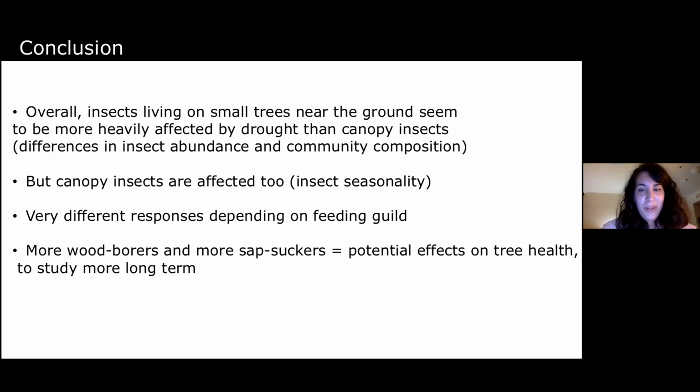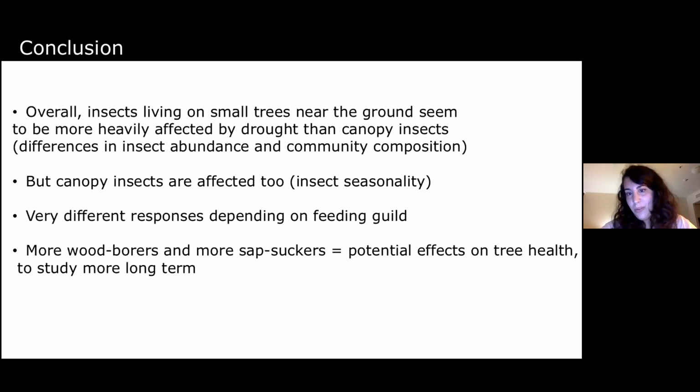When I was doing my literature review, there was a lot of literature that was talking about the very, very large outbreaks that you have following drought. So following drought, you have these huge insect outbreaks of some wood borers and things like that, but it's only part of the picture and part of what is happening. So it's very important to look at different feeding guilds to understand a bit better what's happening.